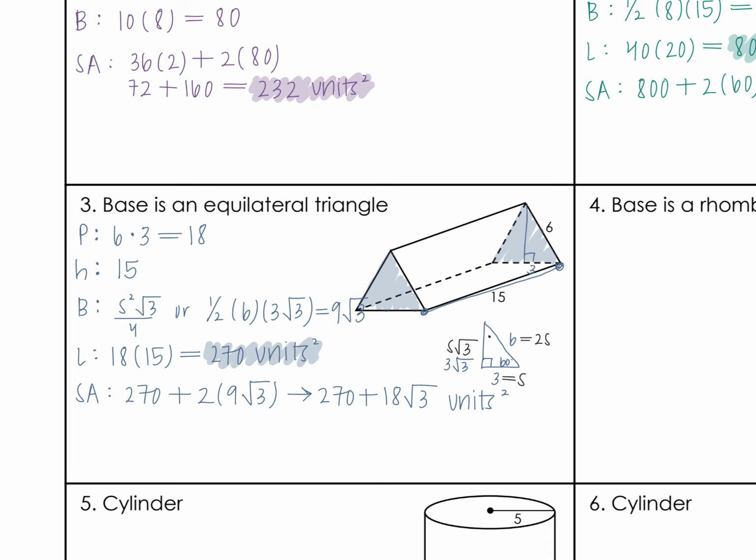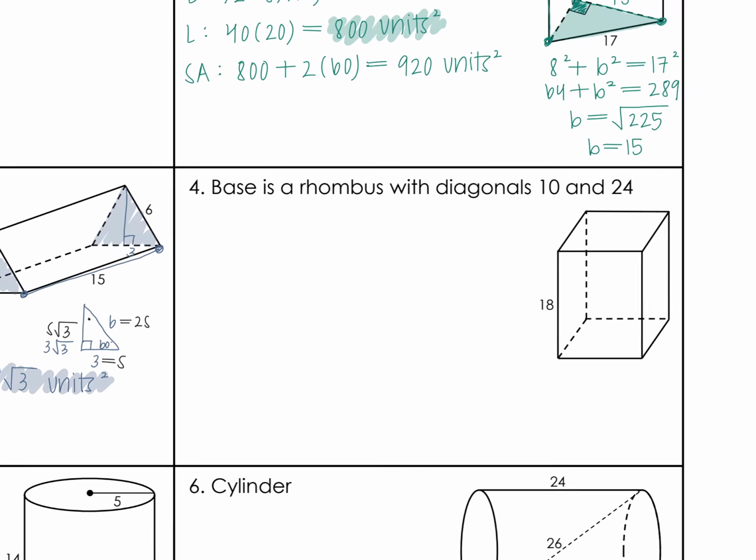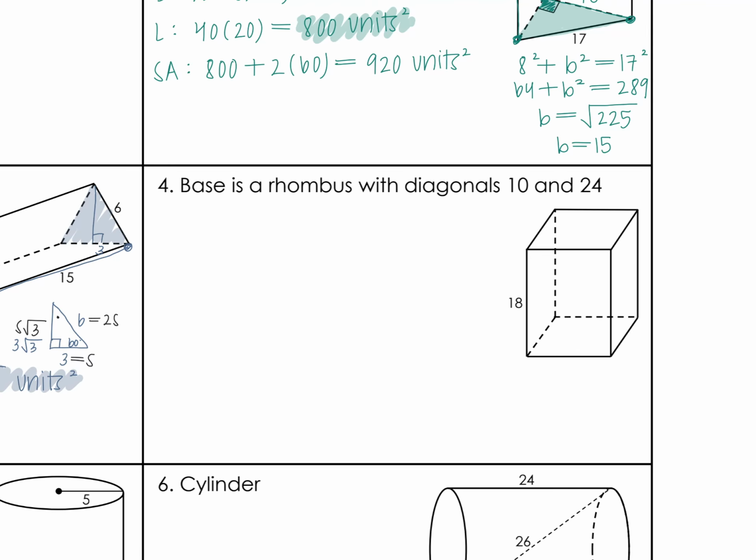Okay, so keep in mind when it comes to adding or subtracting a radical, you have to have the same radicand. Here, that 270 does not have a radical attached to it, so we can't actually combine that 270 plus 18 root 3, it will just stay as us showing that we're adding them together. All right, moving on to number 4.